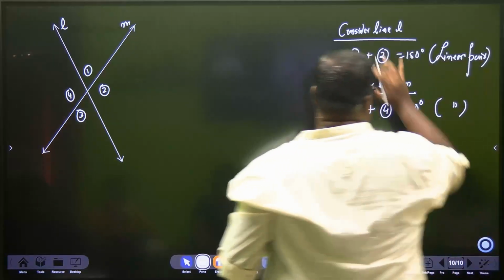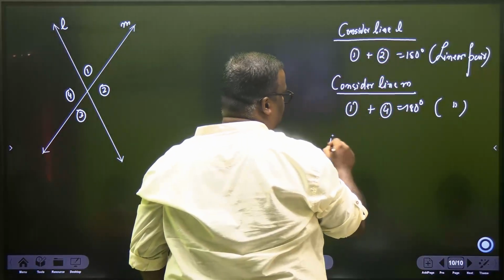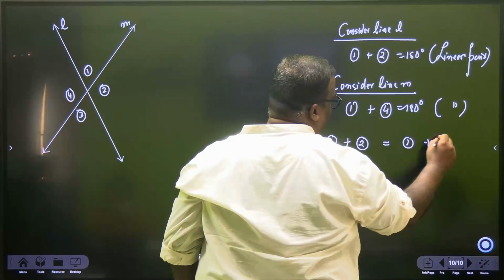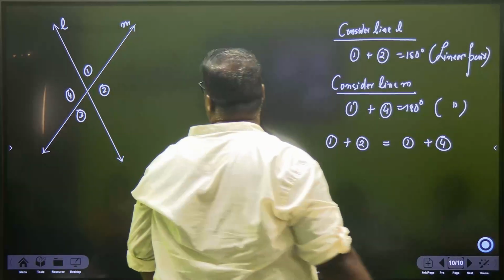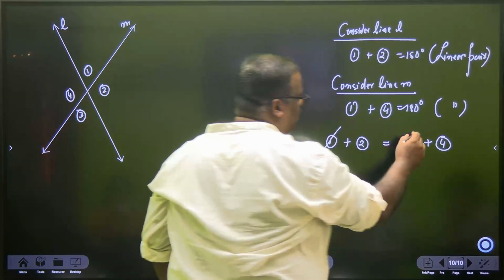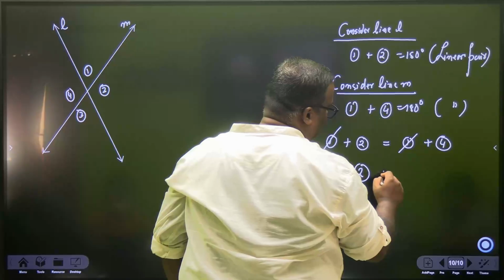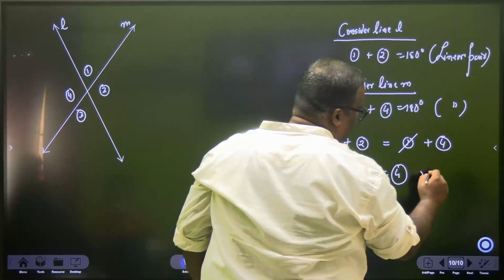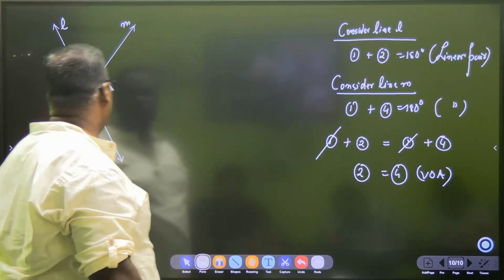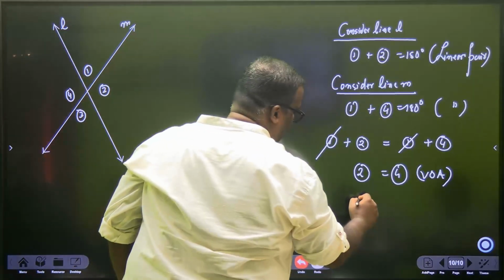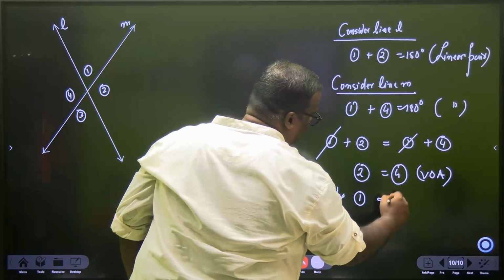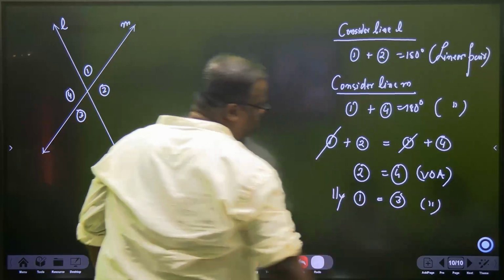So if you check on these two, we can now write 1 plus 2 can be equated to 1 plus 4. So the 1 and 1 cancel each other, which gives you 2 is equal to 4. A very important observation. These are nothing but vertically opposite angles. And in the same way, you should also be able to prove that similarly 1 will be equal to 3, which are also vertically opposite angles.